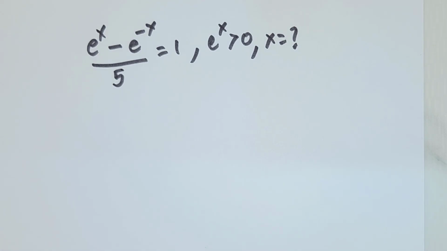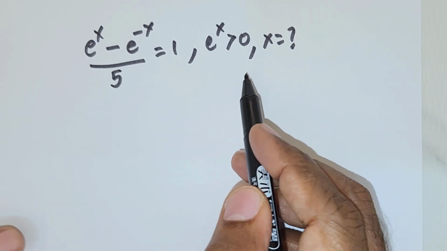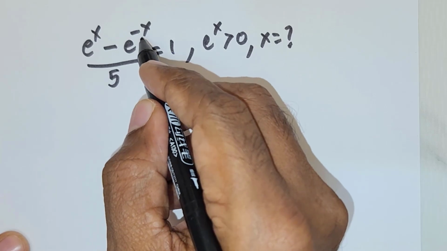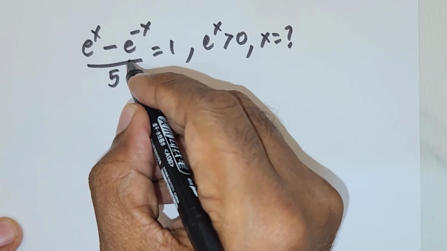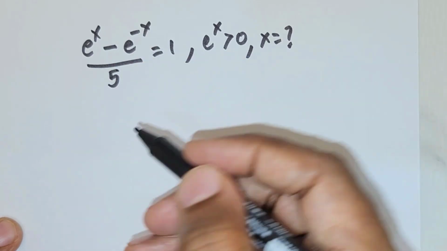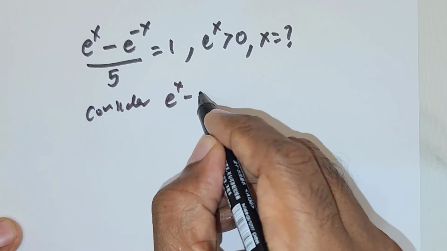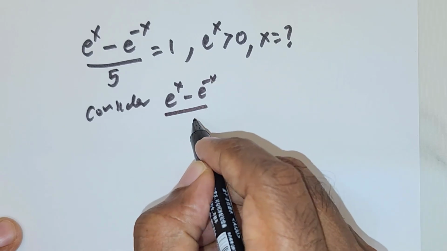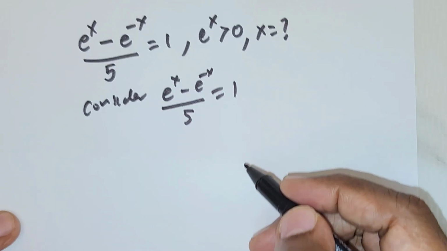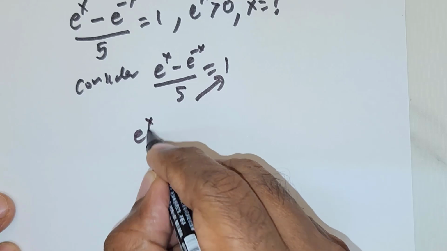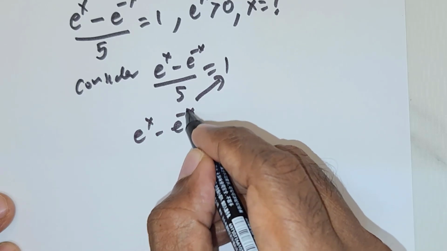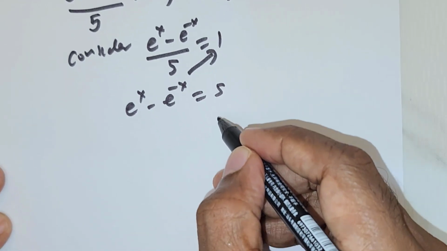Welcome everybody. We are expected to find the value of x given that (e^x − e^(−x))/5 = 1. Now let me consider (e^x − e^(−x))/5 = 1. I cross multiply, I get e^x − e^(−x) = 5.